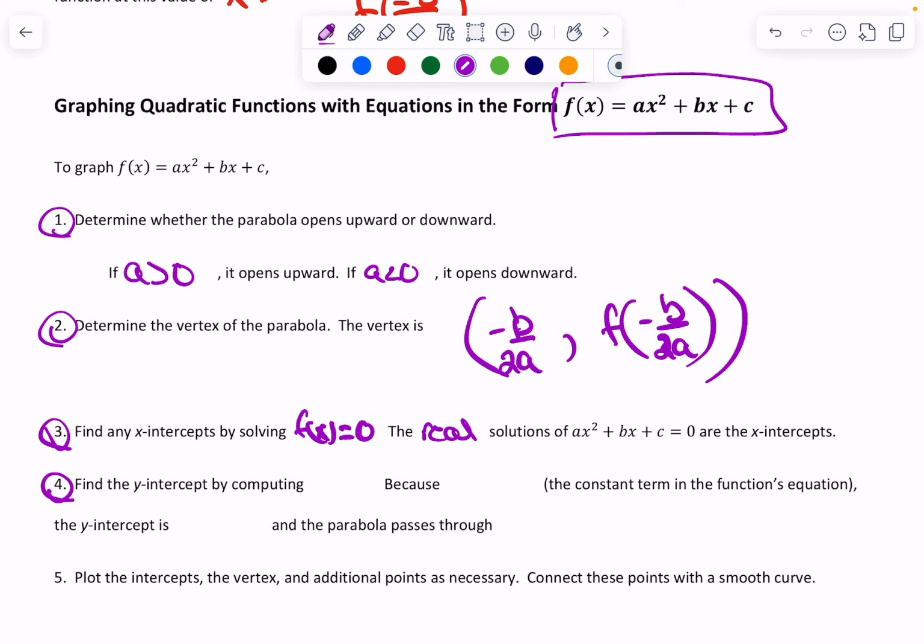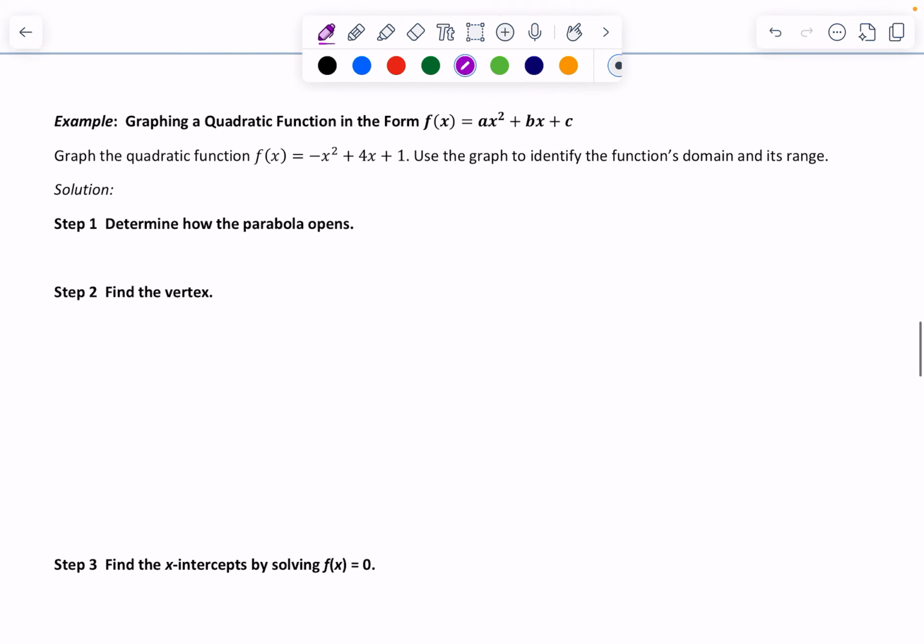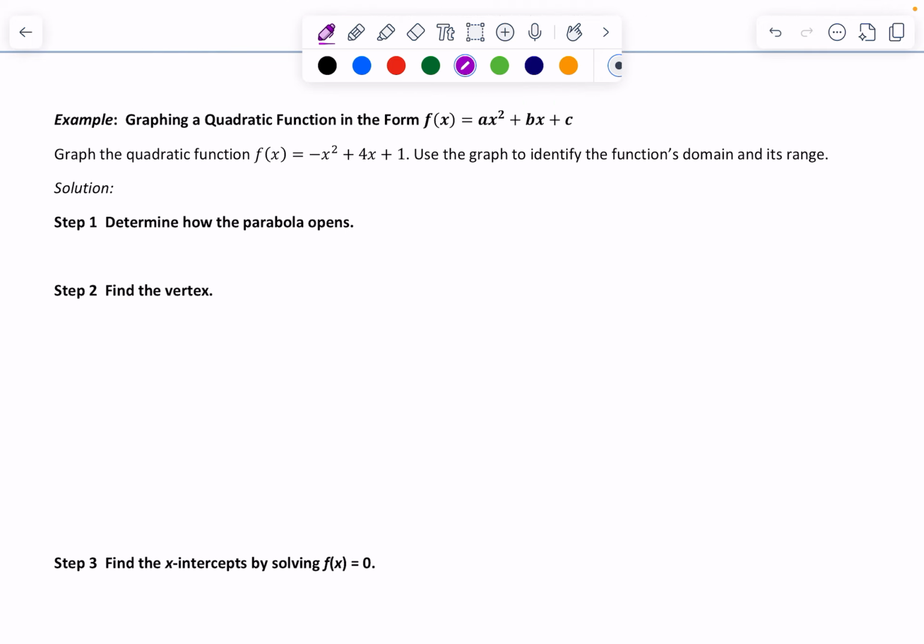Step number 4, find the y-intercept by computing f of 0. Because f of 0 equals c, the constant term in the function's equation, the y-intercept is c, and the parabola passes through (0, c). And then step number 5, plot the intercepts, the vertex, and additional points as necessary. Connect these points with a smooth curve. Okay, so let's look at graphing with the standard form here. We're first going to determine how it opens. There's our function.